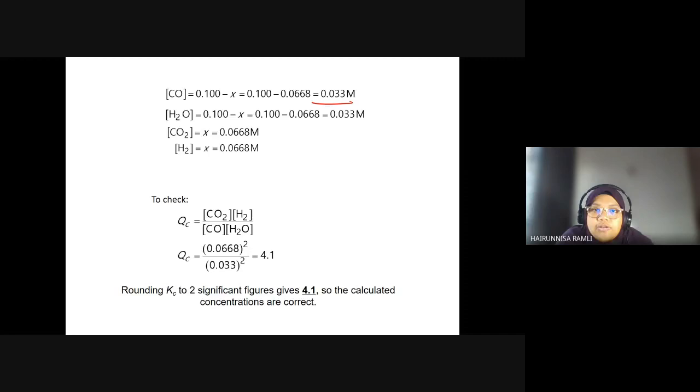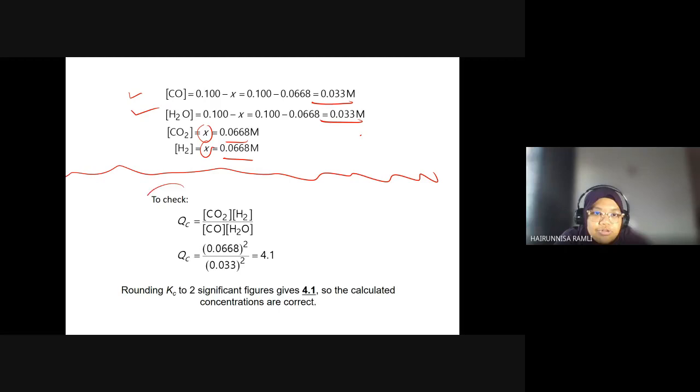Okay, so dapat X. Kita nak dapatkan concentration lah untuk semua kan. So CO and also H2O, value dia sama. For CO2, just similar to the value of X lah. Okay, so basically kita stop sampai sini lah. Ni jawapan dia kan. Tapi actually ni sajalah nak tunjuk to check.